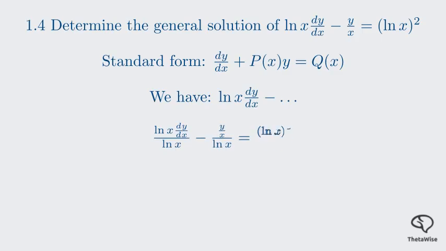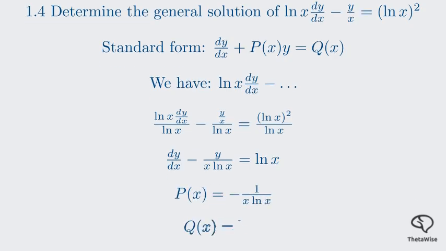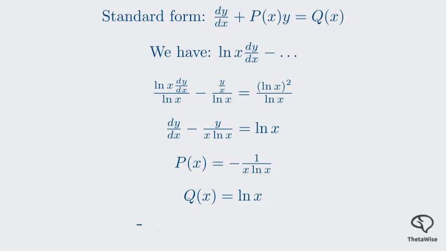This gives us dy/dx minus y over x ln x equals ln x. Now it's in standard form, and we can identify p(x) and q(x). p is the coefficient of y, which is -1 over x ln x. q(x) is the right side, which is ln x. Time to find the integrating factor I. I equals e to the power of the integral of -1 over x ln x dx. This integral requires a u substitution.